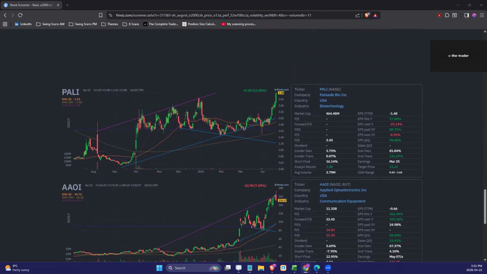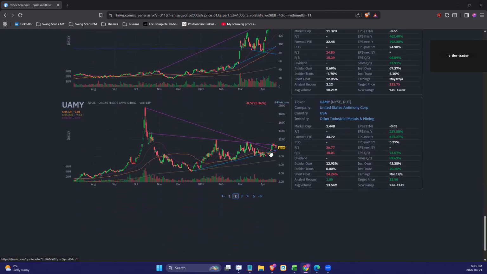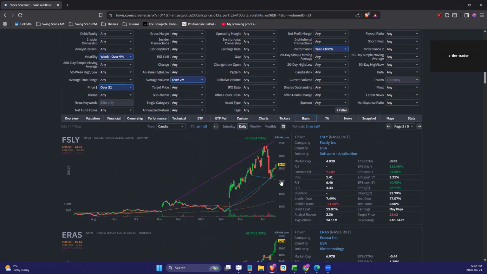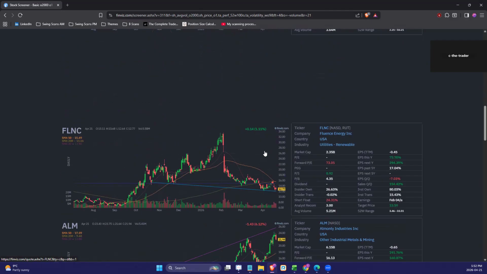Pali. That's interesting. Really big base breakout on this one since the 14th of April, 15th of April. So that looks like it wants to go higher. So I'm just going to throw that on the watch list. It's making new highs. Uami, it's not really doing anything since it tried to break out this day. It might just squat. Fastly, we'll see what happens there.